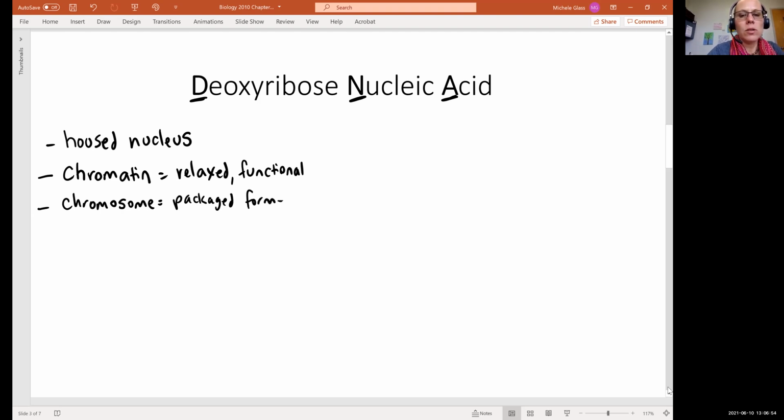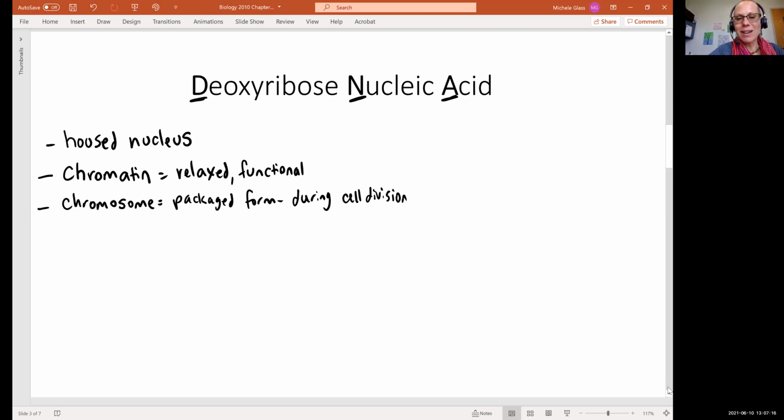And we see this during cell division. And it's not functional at this time. We're not able to go in and use it to make proteins. We're not able to go in and replicate it. This is just the packaged up form of DNA. So we'll talk about that as we go through in just a little bit.